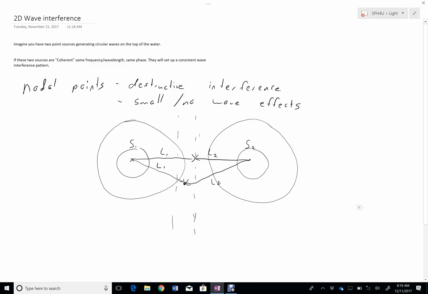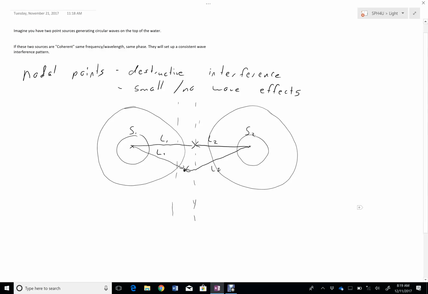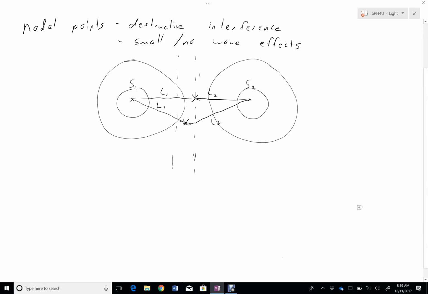If it works out that when they arrive at the point, they are directly out of phase with each other, as in at an opposite part of the wave, let's say one's at a crest and one's at a trough or something like that, then those two waves will continue to add in destructive interference, or will cancel each other out when they reach that location.